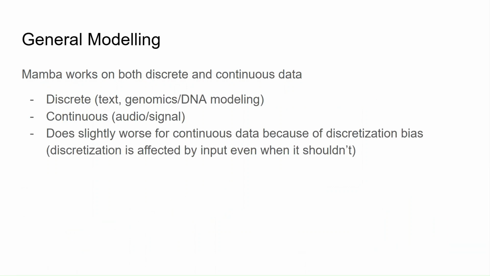So for general modeling, Mamba works on both discrete and continuous data. It does slightly worse for continuous data because of discretization bias.